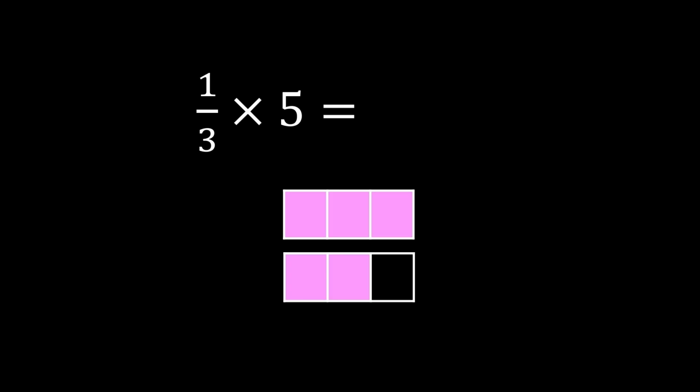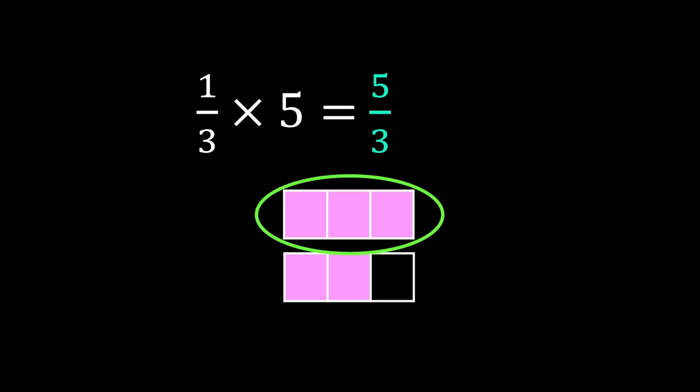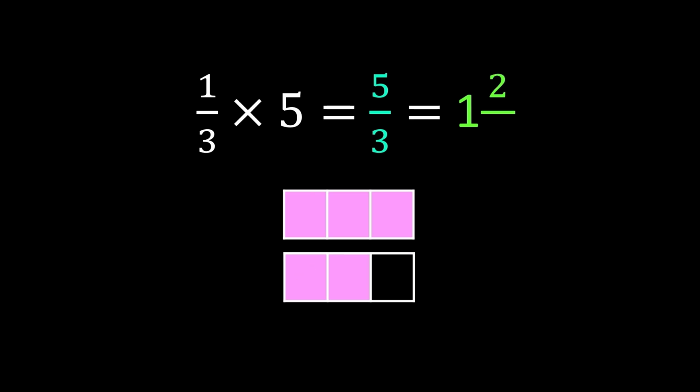5/3. So 1/3 times 5 is equal to 1, 2, 3, 4, 5. I shaded in 5 pieces, and each one of those parts was a third. So 1/3 times 5 equals 5/3. 5/3 is an improper fraction, so to turn it into a mixed number, notice in my model I have one whole shaded in, and then I have 2/3 remaining. So 1/3 times 5 is equal to 1 2/3.